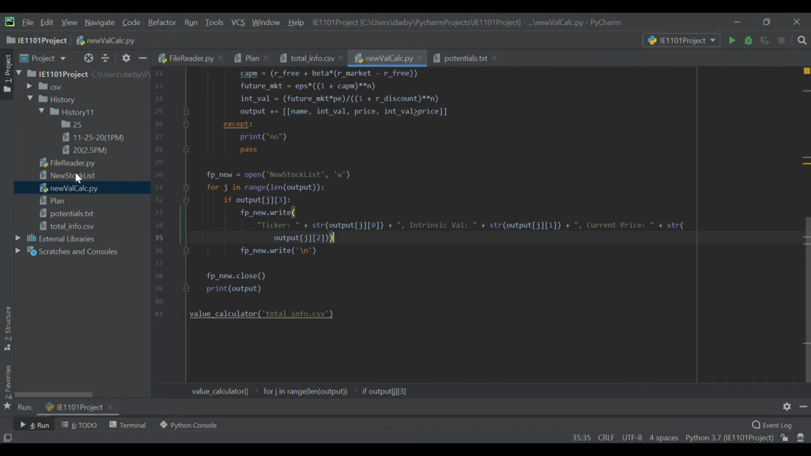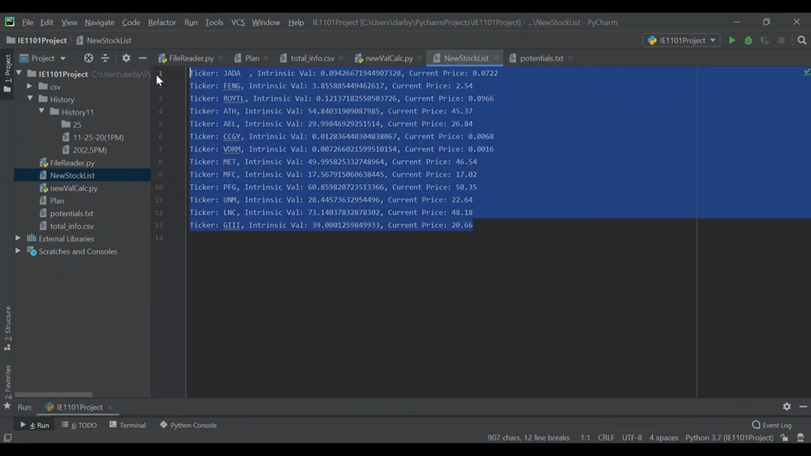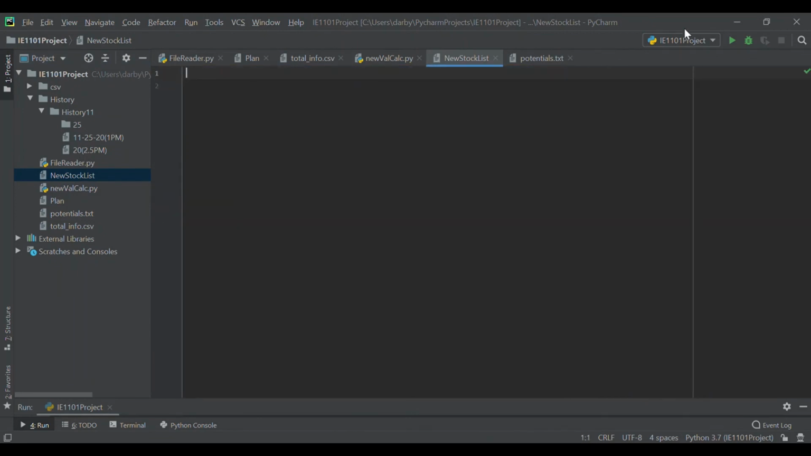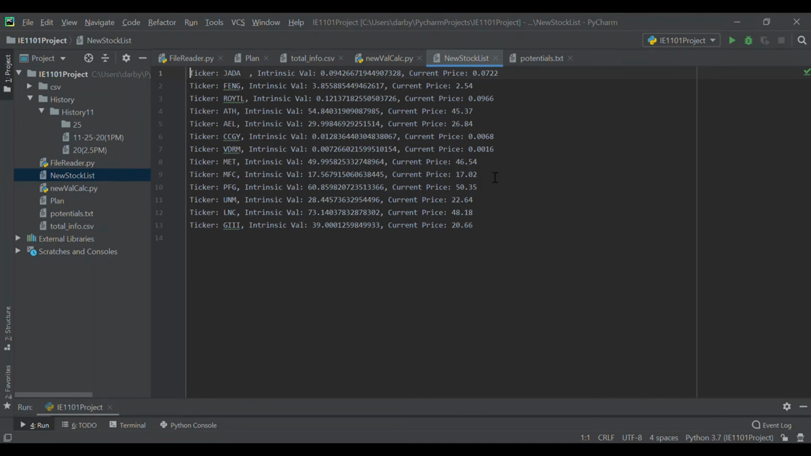Sorry, new stock list. Sweet. So that's just to show you that it's actually doing something. I'm going to delete this here, save it, and then we're just going to run this again. You'll see it populate. So here's different ones. As you can see, now we can start our analysis.